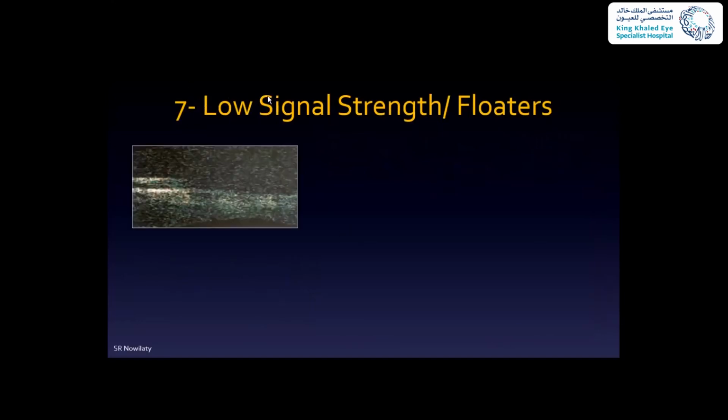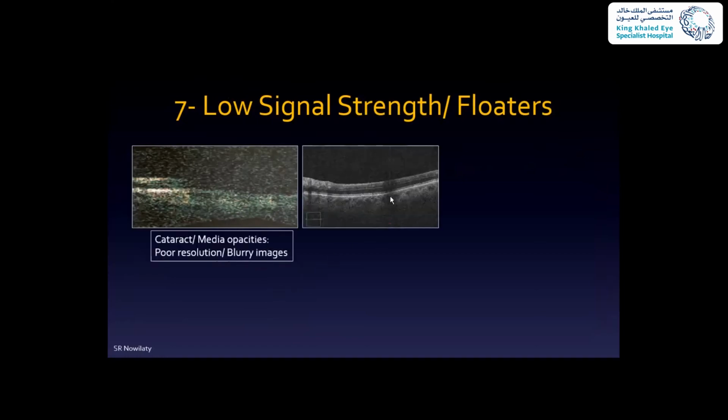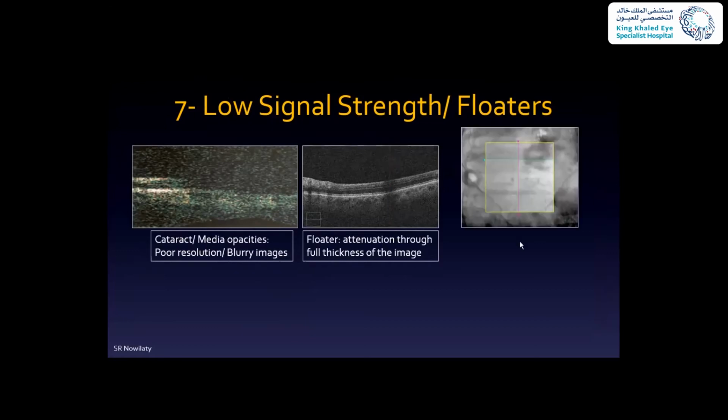But also low signal. If you have a very small pupil or a cataract, you're going to have a poor quality image, and the map that the computer generates is not going to be reliable. If you have floaters, for instance, this is a floater. It's going to attenuate the image throughout the entirety of the image. Here you can see it on the SLO.